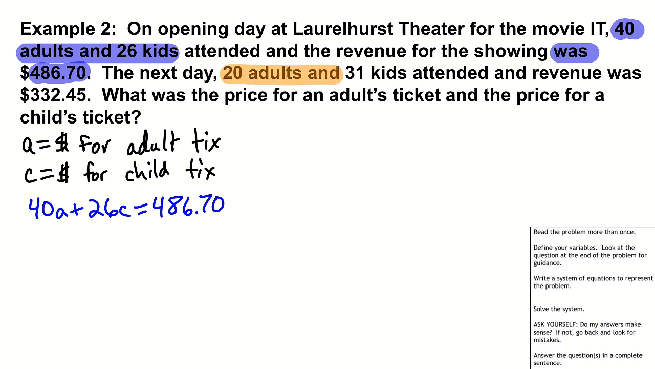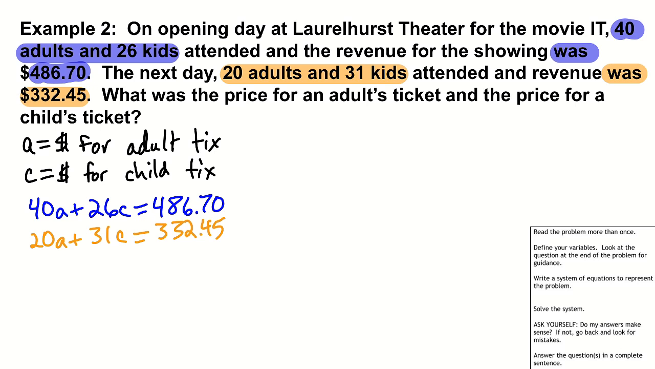The next day, 20 adults and 31 kids attended, and the revenue was $332.45. So here, 20 adults and 31 kids equals $332.45. So what process should we use to solve this system, do you think? Yeah, the elimination method. Yeah, great. So we're going to use the elimination method.